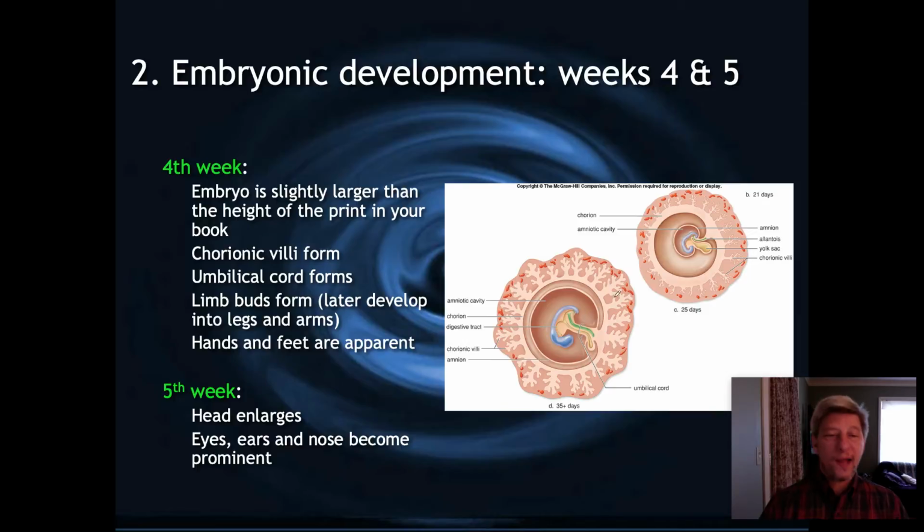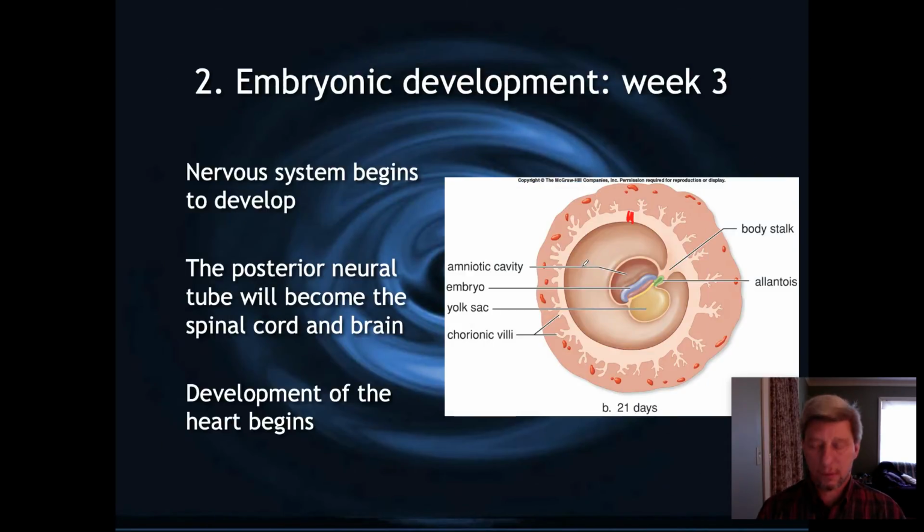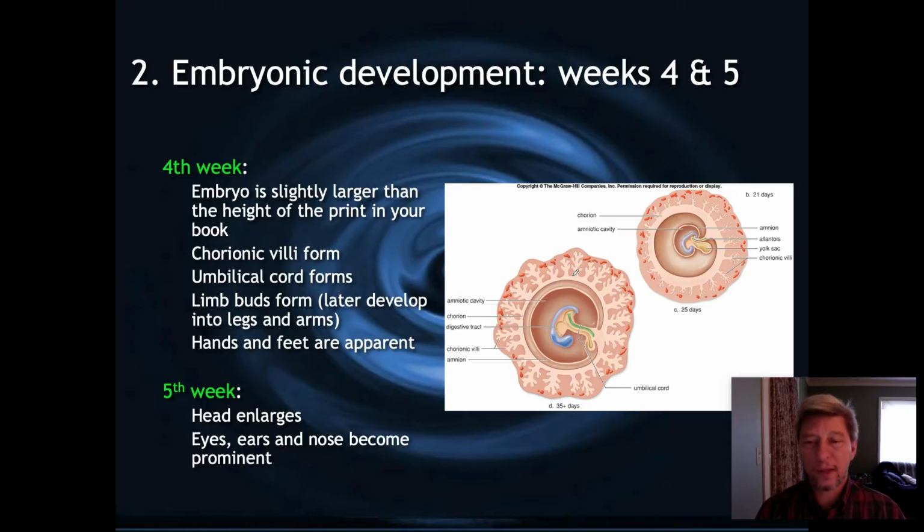The chorionic villi form and begin to really make their way into the tissue of the placenta from the mom. Limb buds begin to form, all right, which will eventually become your arms and your legs. The umbilical cord forms, all right. You can see it beginning to form here, and then certainly it's formed right here.